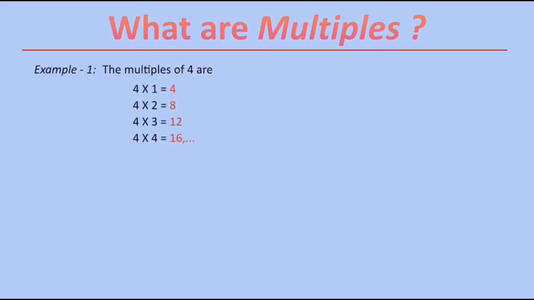Now let us see the examples for writing the multiples. Here we have taken 4. Now we will write the multiples of 4. Multiples of 4 you will get by multiplying 4 with 1. 4 into 1 gives 4, which is a multiple of 4. 4 into 2 gives 8, which is a multiple of 4. 4 into 3 gives 12. And 4 into 4 gives 16, which is a multiple of 4. Similarly, 4 into 5 is 20, which is a multiple of 4, and so on.